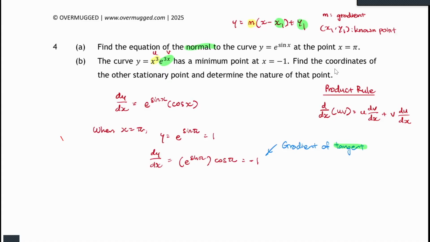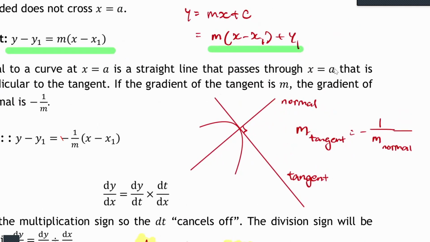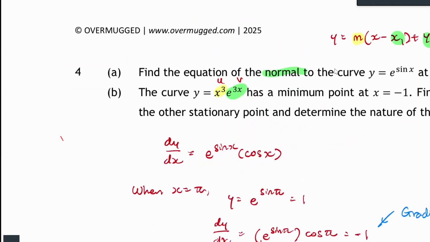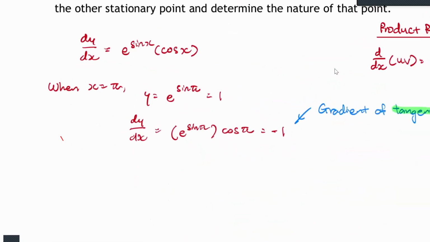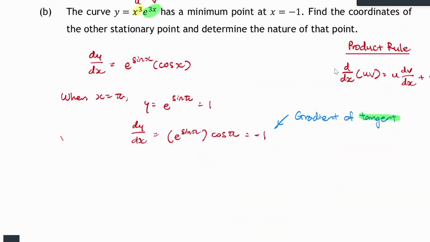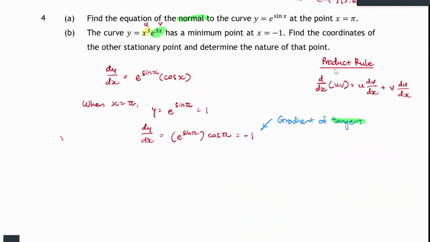Okay, so back to the summary from just now at the start when we went through, how do I find gradient of normal? It is negative 1 over the gradient of the tangent. So going back to this question, here we see that we need to take negative reciprocal of the gradient of tangent. So I write down gradient of normal will be equal to negative 1 over negative 1. That will give me 1.